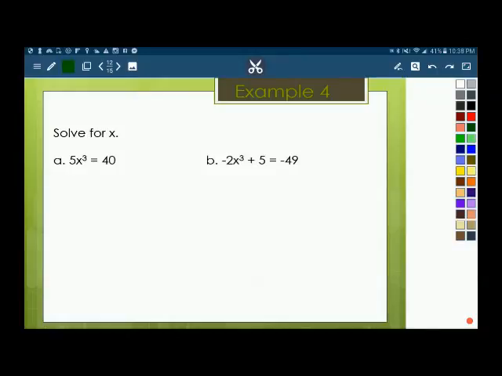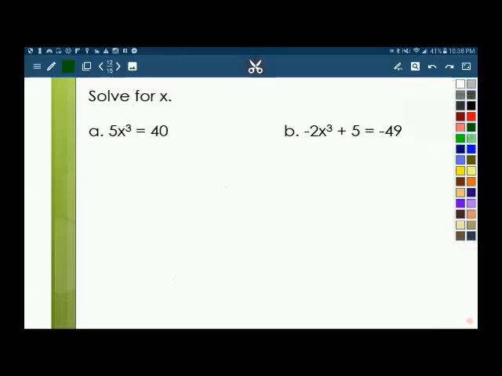Alrighty, so again, I got one last example for you where we're mixing in the other order of operations. So again, look for addition or subtraction first, then look for multiplication or division, then look to get rid of that cube by cube rooting each side. So that should be your last step. Let's start with the first part here, part A.